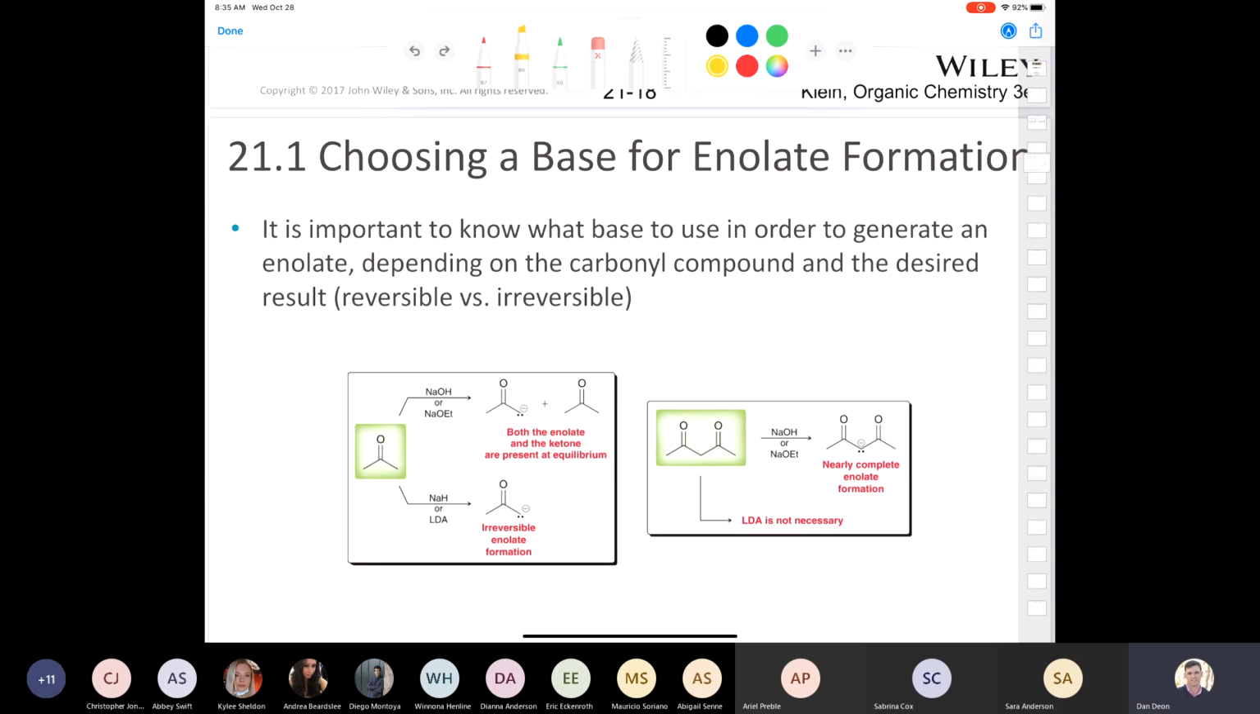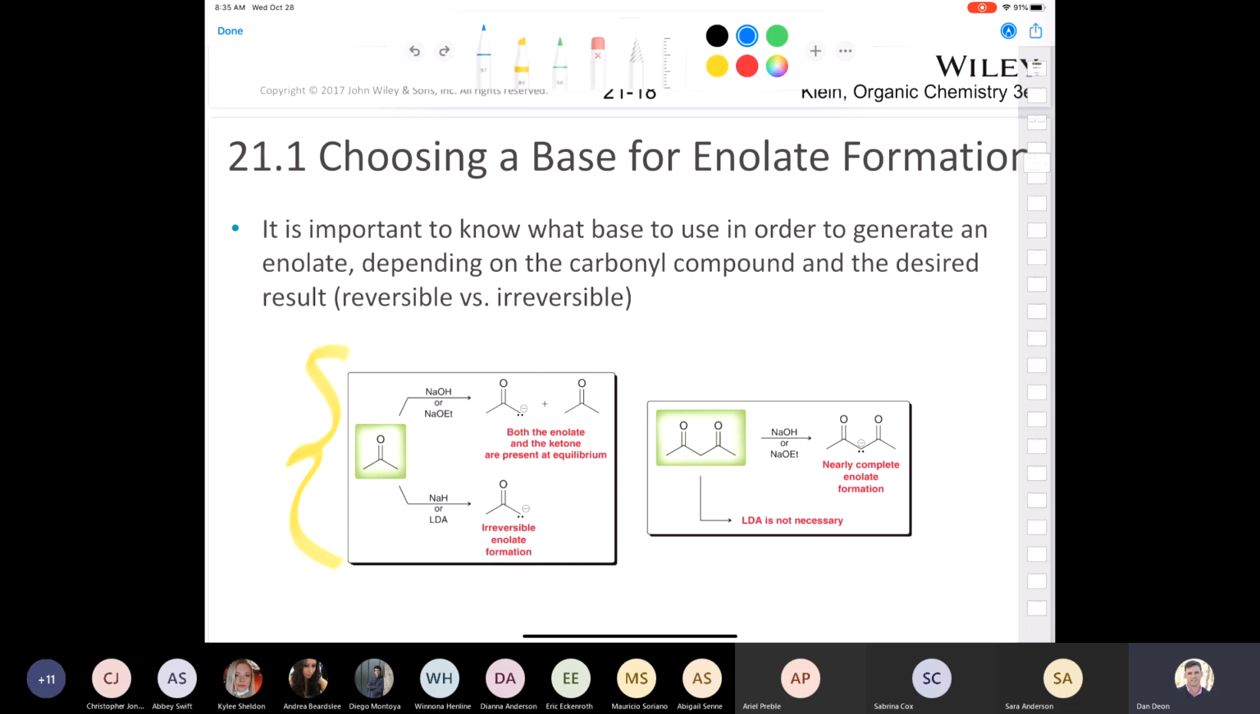If we have a ketone or aldehyde, and we want to do partial deprotonation, so this is a reversible process, we're going to treat it with something like sodium hydroxide or sodium ethoxide or sodium methoxide. And then we're going to end up with both the enolate and the ketone in solution. Now, if you're wondering what the heck that is good for, we're going to look at that. But I told you that you're going to have a nucleophile and an electrophile in the same solution, and again, we're going to look at that in more detail.